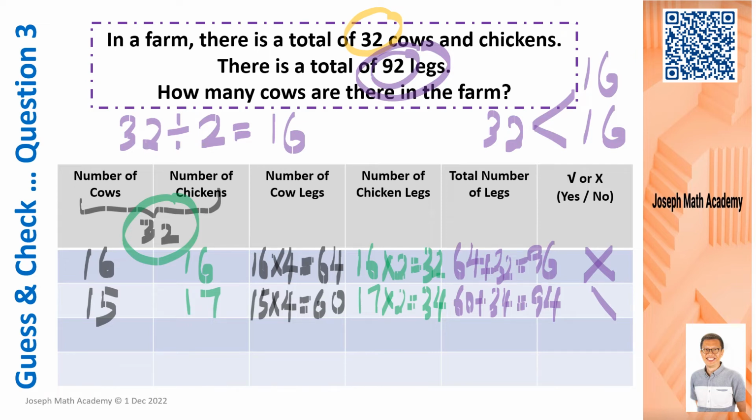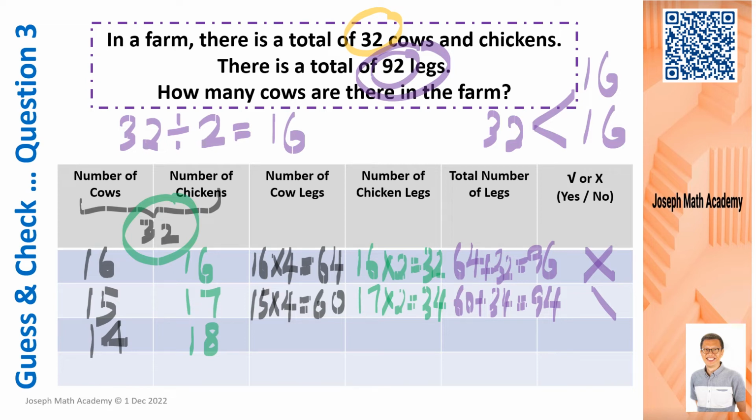Alright? Okay, so that means the total number of legs is still on the high side. So we should reduce the number of cows again. So usually for those of you who are extremely careful, you will reduce the number of cows slowly, one animal, one quantity at a time. And then on the safer side, right? Yeah. That is called systematic listing. So I think it can be quite time consuming. But we are lucky because the number is only 32 animals.